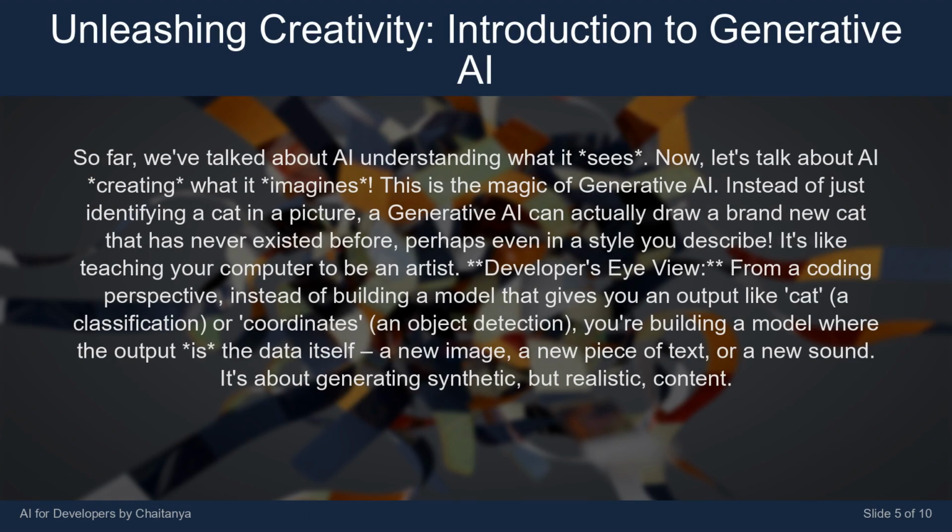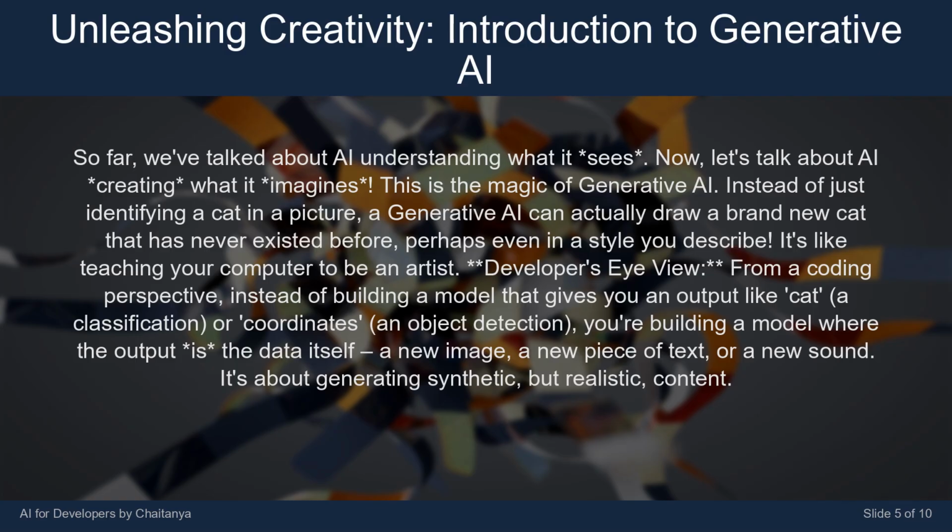So far, we've talked about AI understanding what it sees. Now, let's talk about AI creating what it imagines. This is the magic of generative AI. Instead of just identifying a cat in a picture, a generative AI can actually draw a brand new cat that has never existed before, perhaps even in a style you describe. It's like teaching your computer to be an artist.